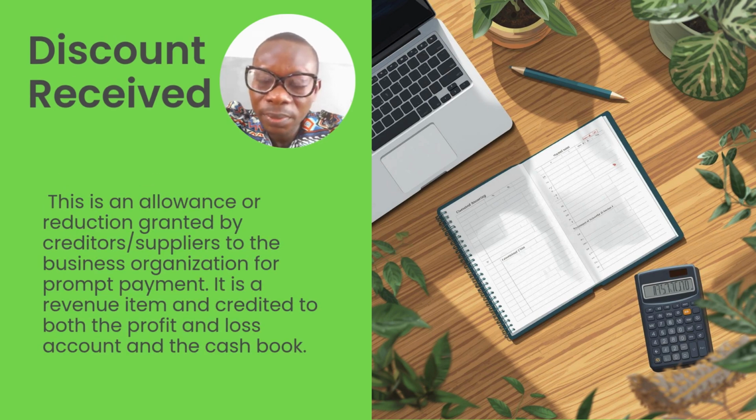Yes, the second part is discount received, that will be recorded on the credit side of the cash book and will also be transferred to the credit side of the profit and loss account. Then what do we understand by discount received? It is an allowance or a reduction granted by creditors or suppliers to the business organization for prompt payment of cash, and it is a revenue item. So you recognize it on the credit side of the profit and loss account and the cash book.